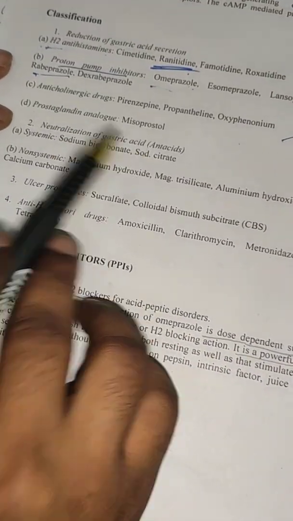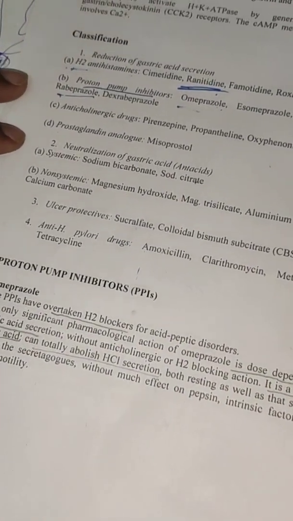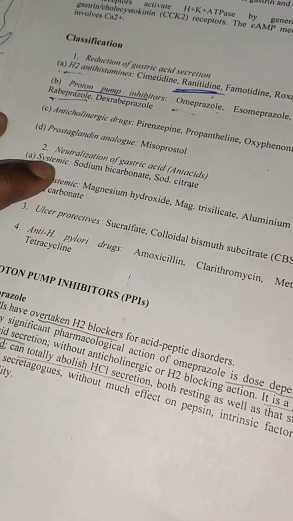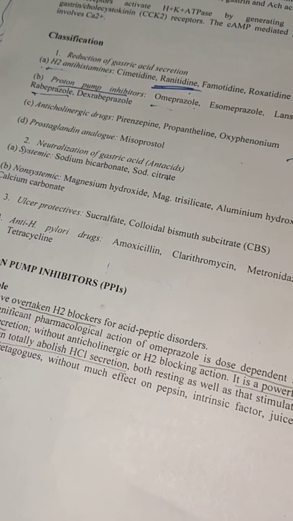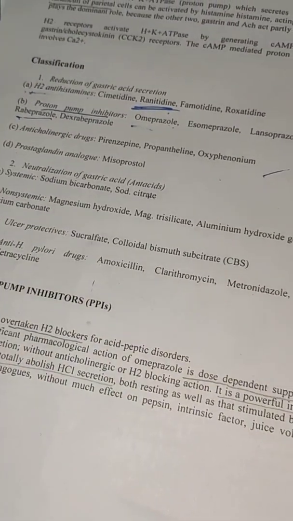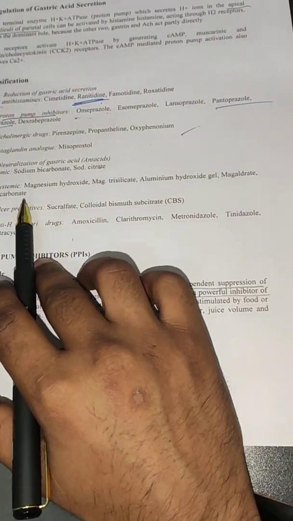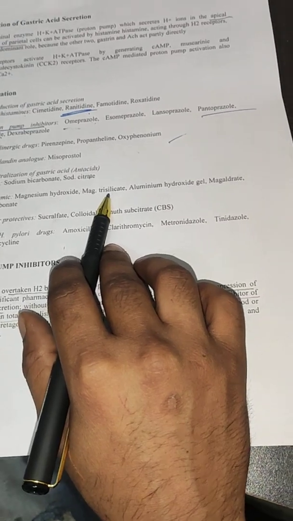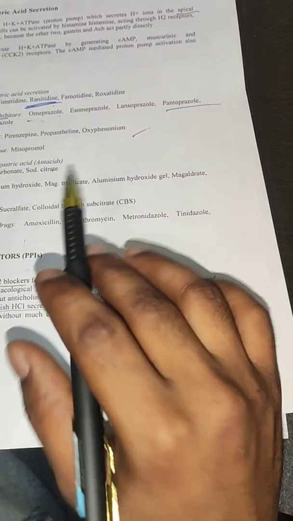For neutralizing gastric acid, these are antacids. Antacids, you may have studied, are of two types, systemic antacids and non-systemic antacids. Systemic antacids are sodium bicarbonate and sodium citrate. Non-systemic are magnesium hydroxide, magnesium trisilicate, and aluminum hydroxide gel. These are non-systemic antacids.